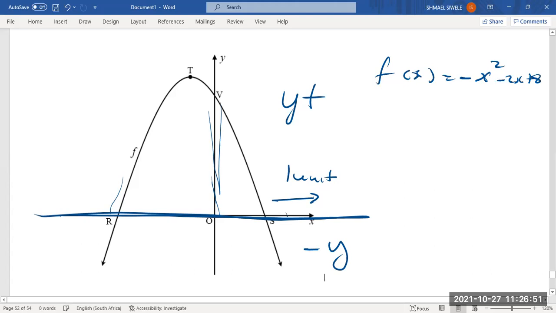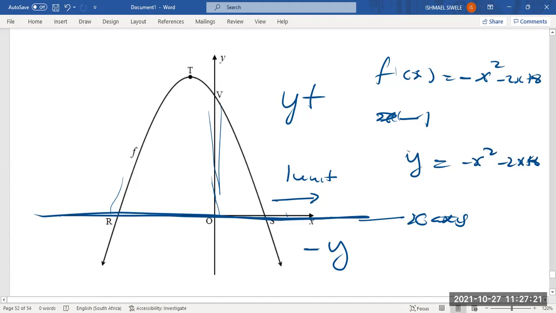But now they're saying it's shifted 1 unit to the right. When the graph is shifted to the right, it's minus on the x, right? So plus x, now it's minus. We're shifting to the right, so it should be minus. And then when it is reflected about the x-axis, you see the y here is positive. Then we said f is the same as y. So we have y is equal to negative x squared minus 2x plus 8. So it's positive now, it has to change into minus.